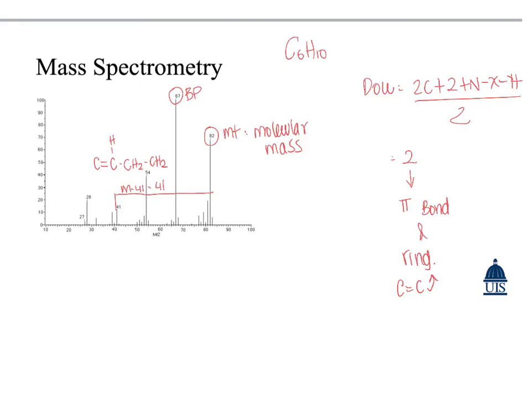Then we also look at the base peak and the M plus difference, giving us M minus 15 equals CH3. We're not sure that this is going to be in our compound because, as I said before, we have a ring. So this has to be confirmed with proton NMR.